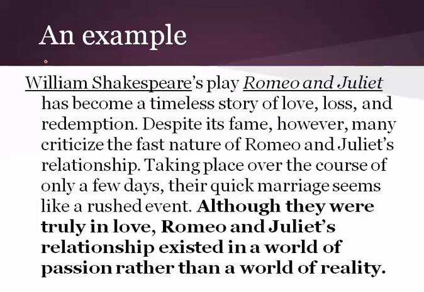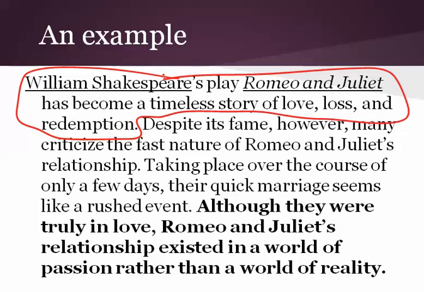I'm going to start right up here. This first sentence goes along with the very broad background information. I'm naming the author, William Shakespeare. I'm naming the play, Romeo and Juliet. And I'm talking about a concept, right? Love, loss, and redemption. Then I'm going to go ahead and get a little bit more specific. I'm going to talk about the fast nature of Romeo and Juliet's relationship, and that's what I'm a little bit more interested in.